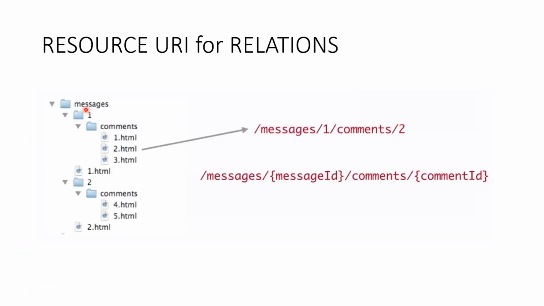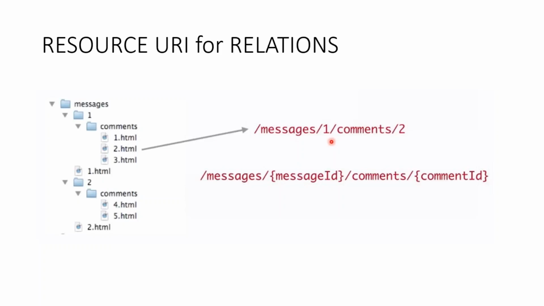So this is the messages. This is message one. What you're writing over here, message one, and within this, you have comments slash two. So what you are trying to do is you are requesting the second comment that is posted by user one. Are we clear on this?